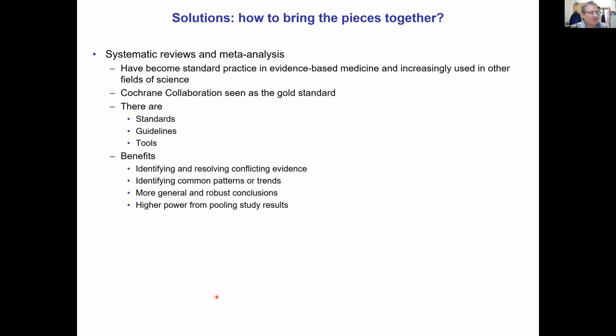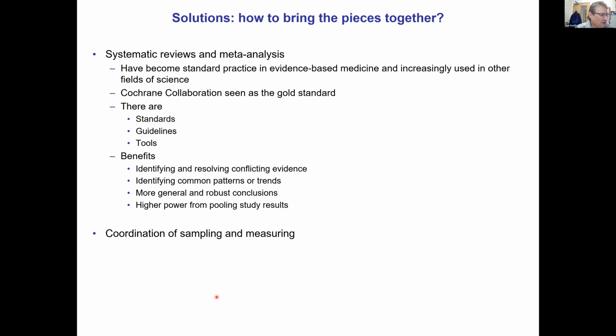Some of the benefits of doing a systematic review or meta-analysis is that you can identify conflicting evidence and try to resolve that, or identify common trends or patterns. You come up with more general and robust conclusions that are not too dependent on the peculiar aspects of an individual study. And from pooling results, you can get a higher power in the sense of statistical power.